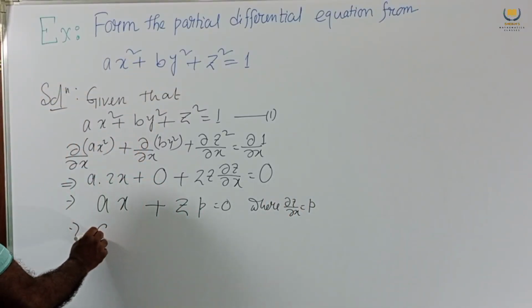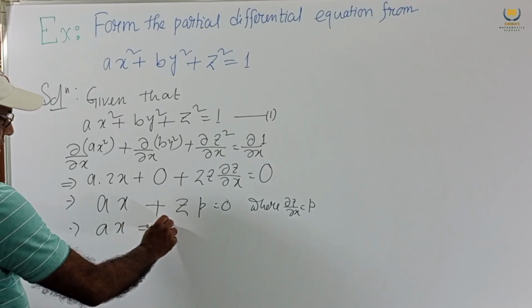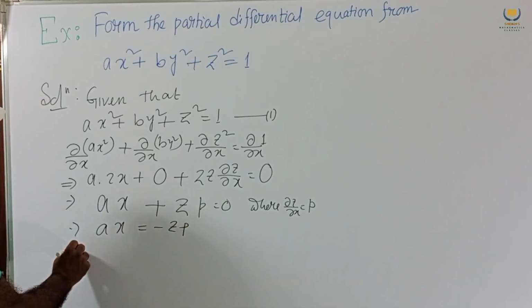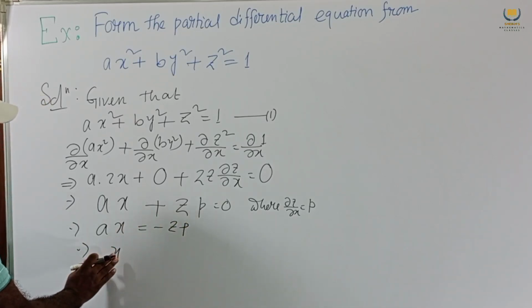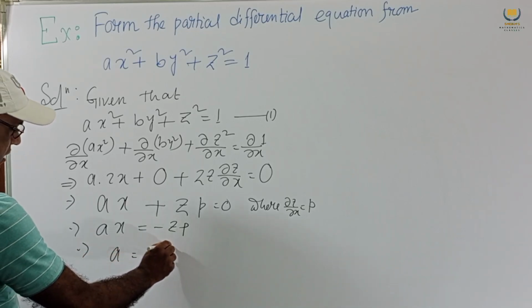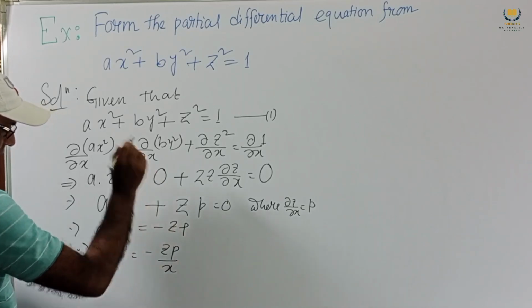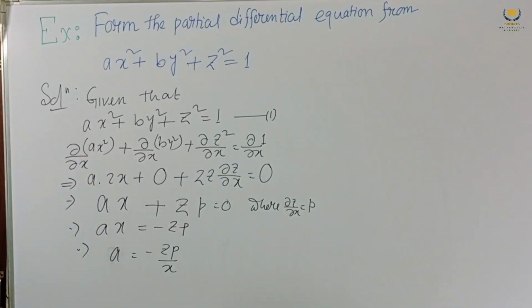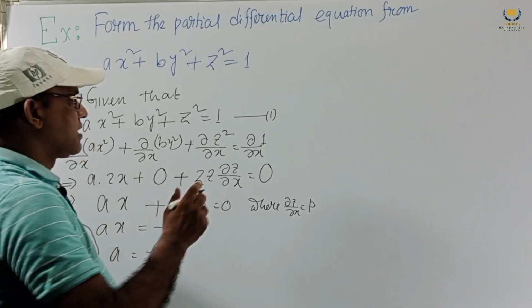Now taking the right-hand side, zp and x, a equals minus zp by x. We get the value of a. Next, again we differentiate both sides with respect to y partially.